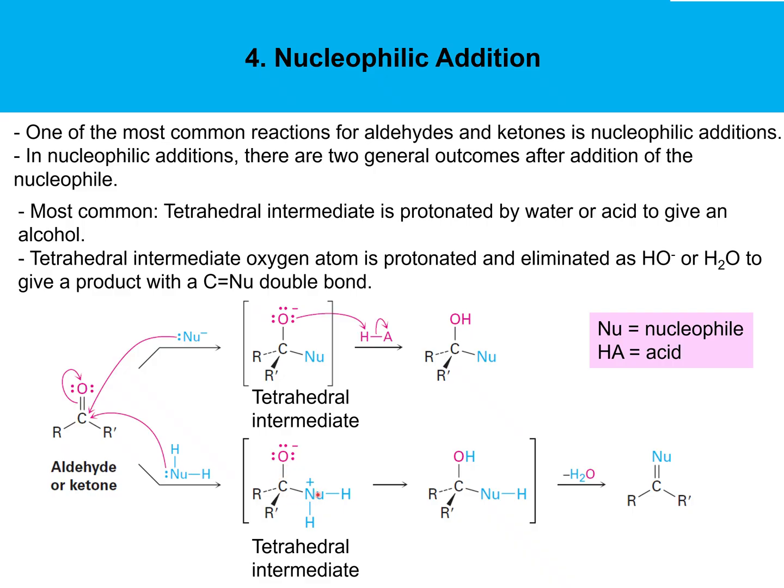So usually the proton transfer occurs where this oxygen is first protonated by the amine that just added in the tetrahedral intermediate, and then the lone pairs on the nitrogen will push out the water molecule to give us a double bond between carbon and the nucleophile. In most cases, this will be a nitrogen here that just added from an amine.